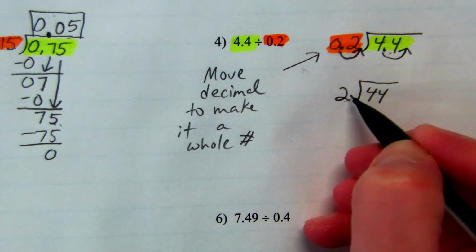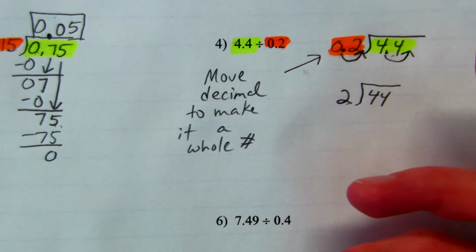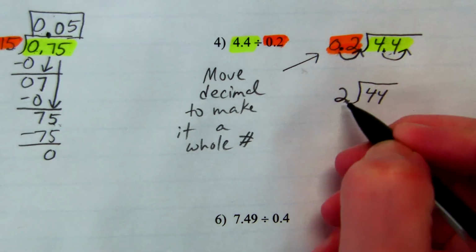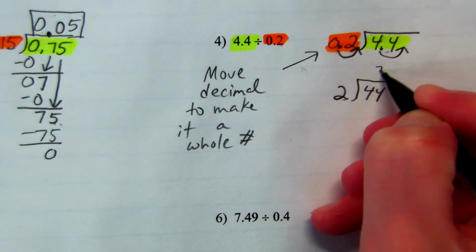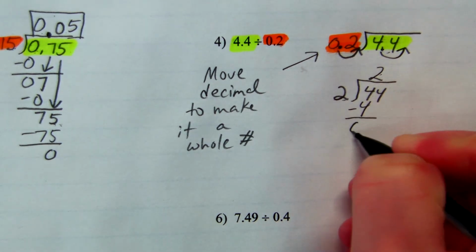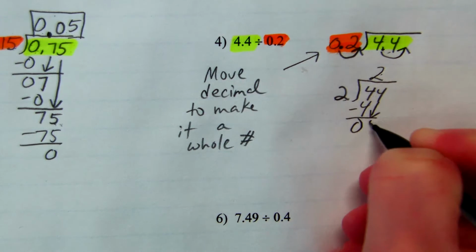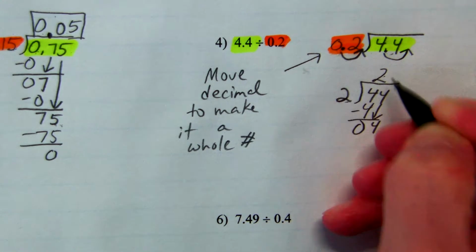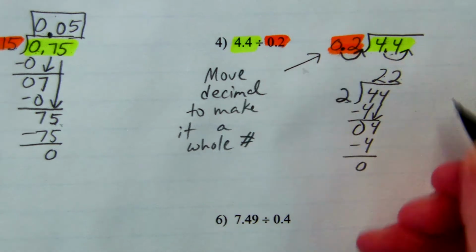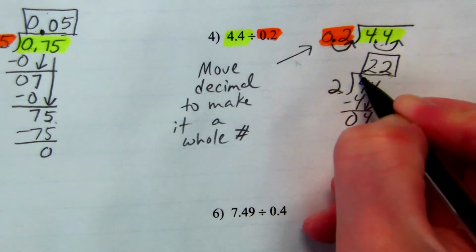Well, 44 divided by 2 looks like elementary school stuff. You can probably do that one in your head, but I'll go through the process. So 2 goes into 4, 2 times 2 is 4. We subtract and get 0. Bring down the other 4. 2 goes into 4, 2 times 2 is 4. We subtract, we get 0. And my answer is 22.